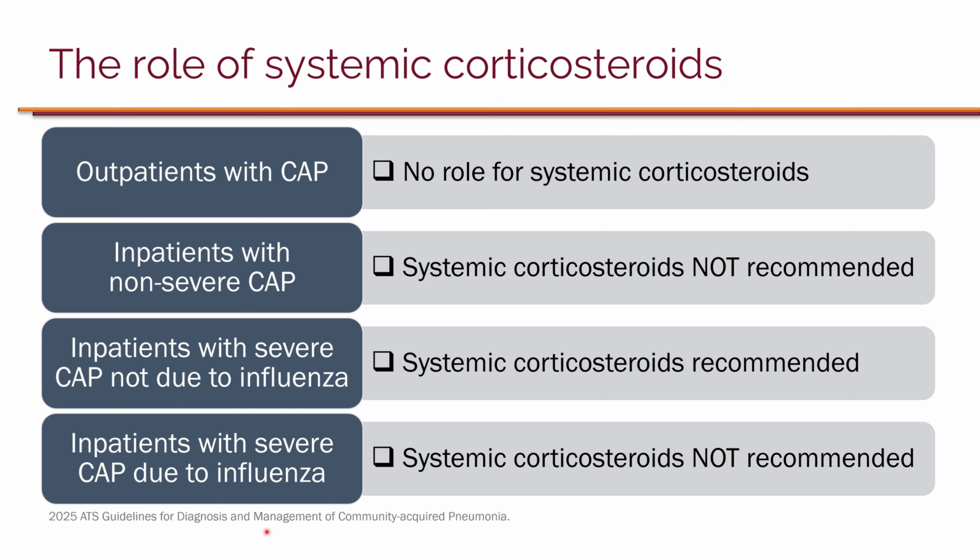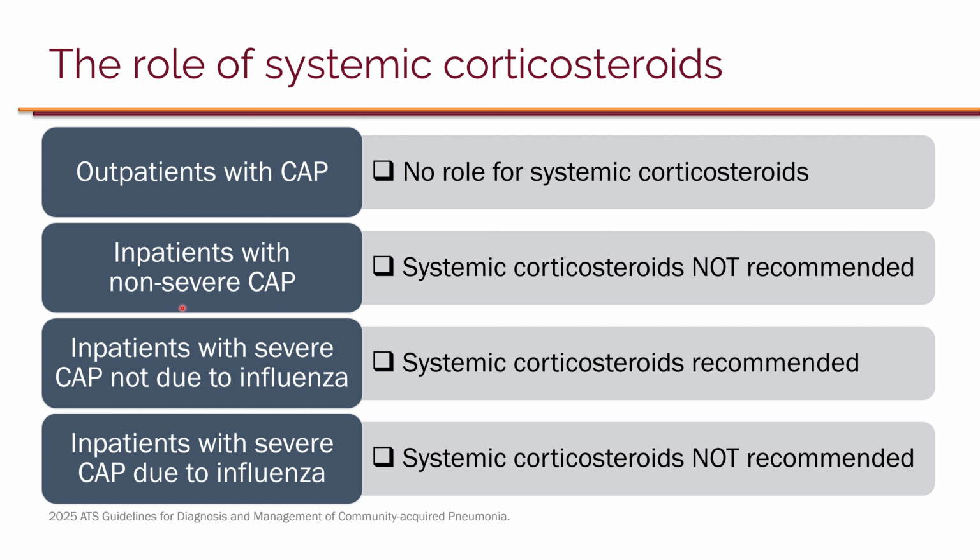Now let's take a look at the role of systemic corticosteroids in treatment of community-acquired pneumonia. The 2019 IDSA and ATS guidelines did not recommend the use of systemic corticosteroids for treatment of community-acquired pneumonia. However, since those guidelines were released, a few more studies have become available. So in 2025, ATS specifically updated guidelines and they made some recommendations regarding the role of systemic corticosteroids. First, note that in the outpatient setting for patients with community-acquired pneumonia, there is no role for systemic corticosteroids. So we're only considering these for inpatient setting.